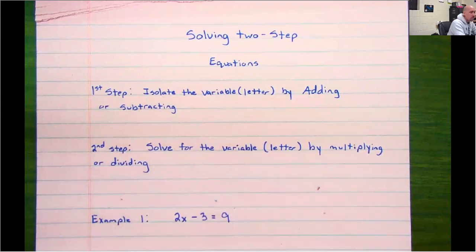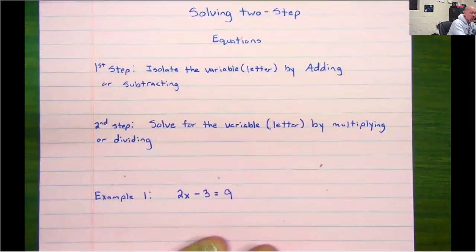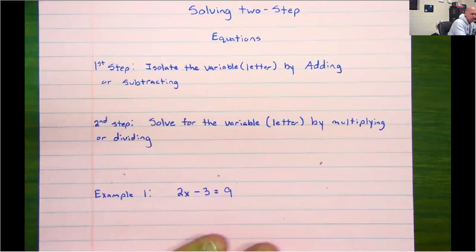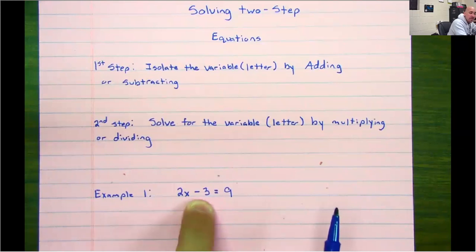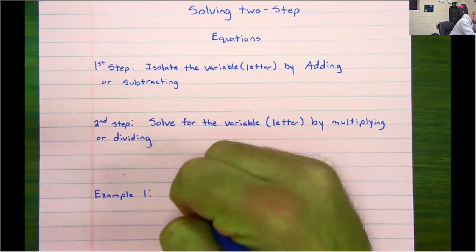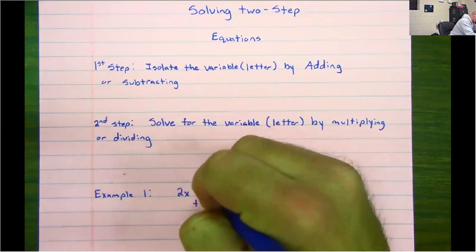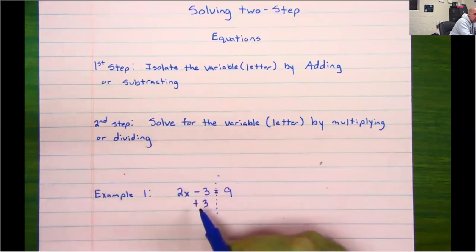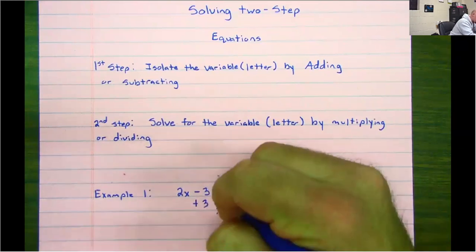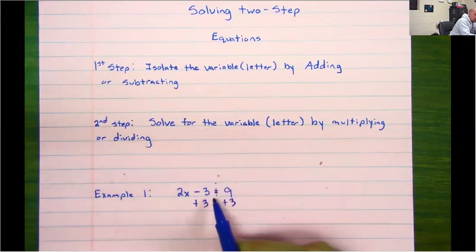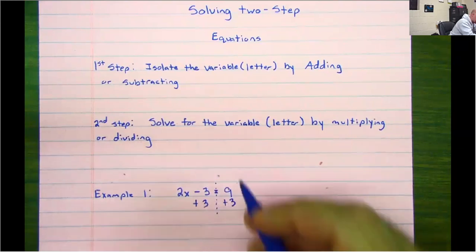Okay? All right, so here's our first example. We have 2x minus 3 equals 9. We're trying to get the x by itself, but attached to it is this minus 3. So we're going to do the inverse operation. What is the inverse of subtracting 3? Adding 3. Just like yesterday, what you do to one side of the equal sign, you have to do to the other. Again, it's like a mirror. What you do to one side, you see on the other side.